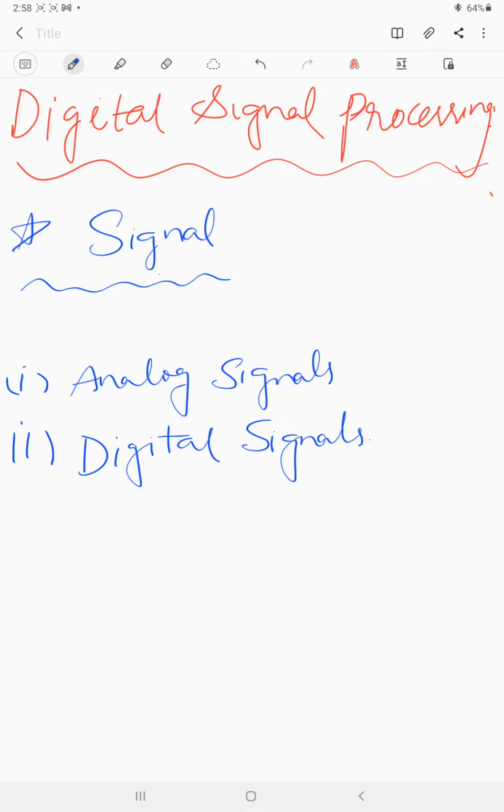Signals are synthesized for communication between humans or between humans and machines. Signals are represented mathematically as a function of one or two variables. Signals are again classified into two types. The first one is analog signal and the second one is digital signal.